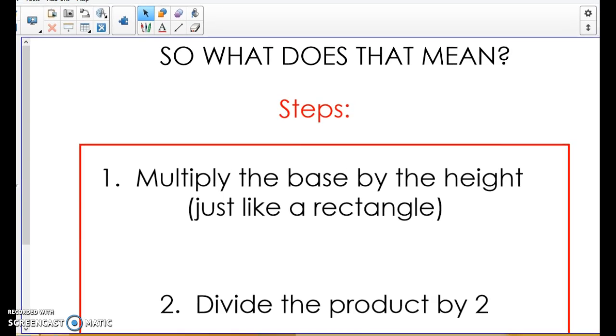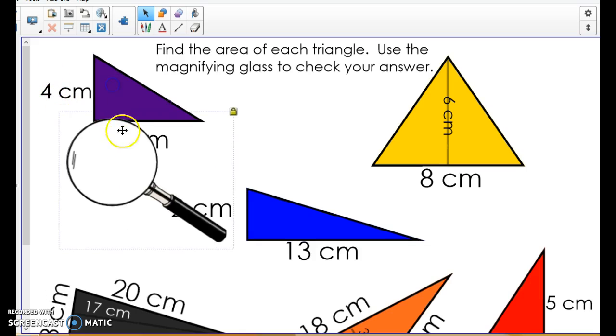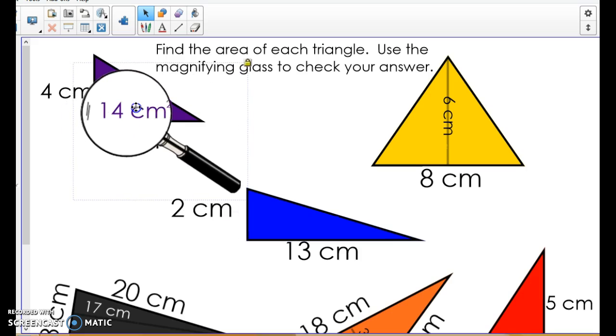And you'll see the more you do problems, it depends on the problem. Sometimes it's easier to do in the beginning, and sometimes it's easier to do at the end. So like some of these, like this purple triangle up here, I could do 7 times 4 divided by 2 to give me 14. Or I could just divide this 4 by 2 right away and just say 7 times 2. And no matter what, I'm still going to get 14 centimeters squared.